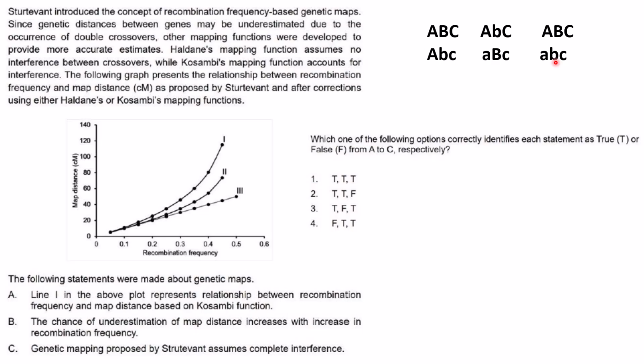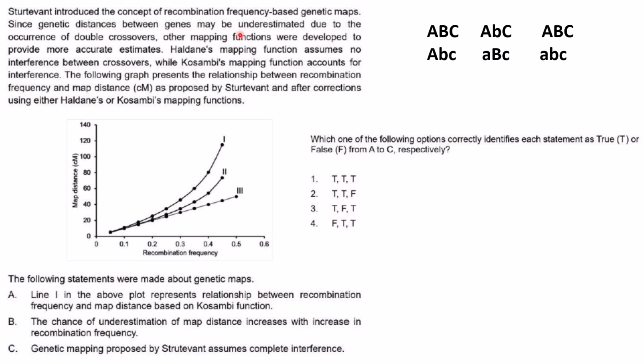Now will you be able to calculate the recombination frequency? No. As per you, they are looking the same, just like your parents. So there you underestimate that recombination has taken place, and you underestimate the genetic distance. Such double crossovers will lead to underestimation of the genetic distance between genes.